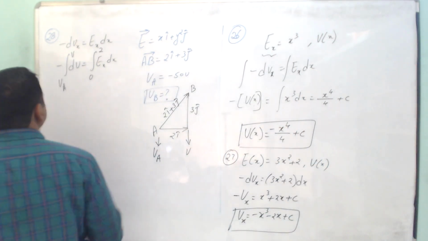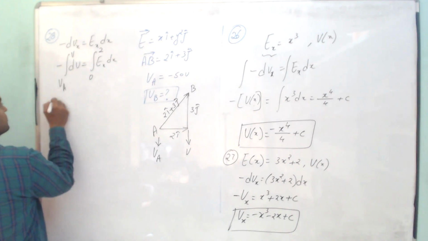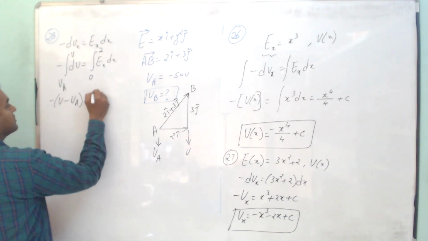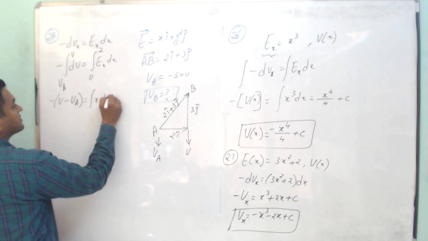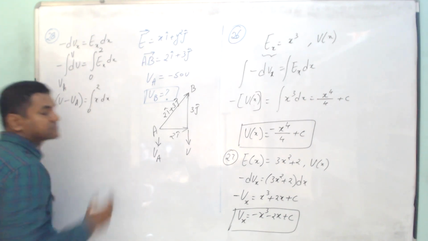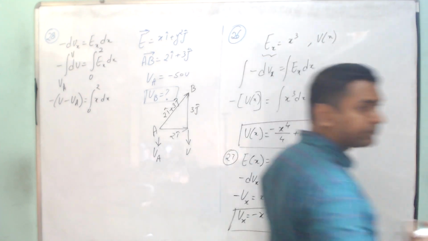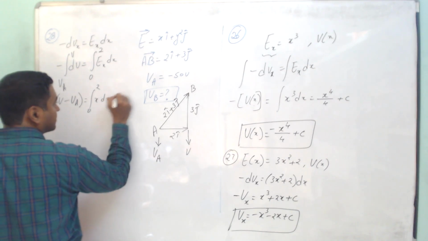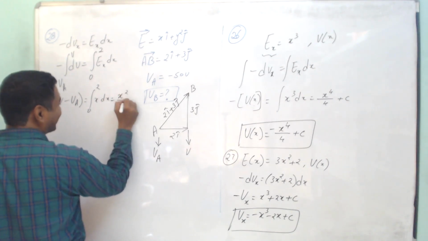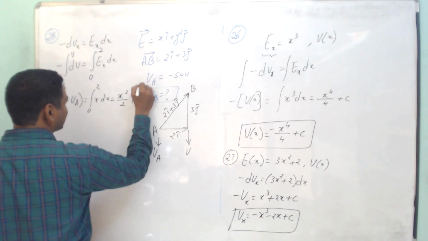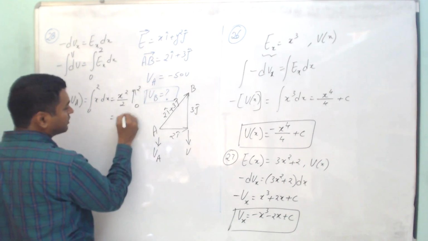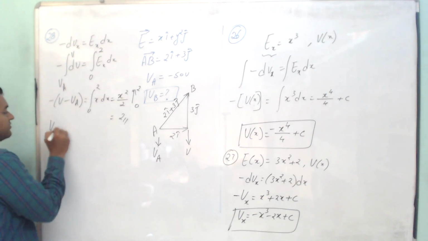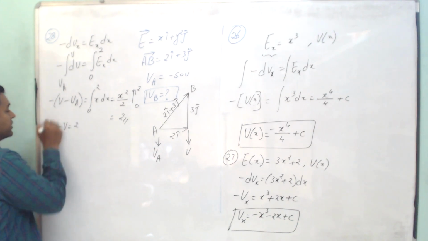So now doing the integration, I will get minus of V minus VA, right? Is equal to integral x dx from 0 to 2. Integral x dx is x square by 2. 0 to 2 is basically 2 square by 2, which will come out as 2. So from all of this integration, I can say my VA minus V is equal to 2, right?